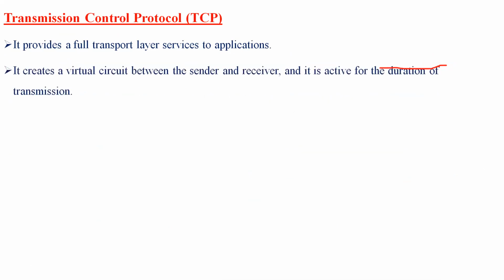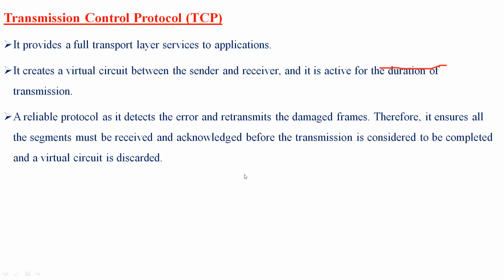TCP is the Transmission Control Protocol. It provides full transport layer service to the application. It creates a virtual circuit between a sender and receiver, and it is active for the duration of transmission. Once the transmission process has begun, the virtual circuit remains active until the transmission is complete. It's a reliable protocol as it detects errors and retransmits the damaged frame.